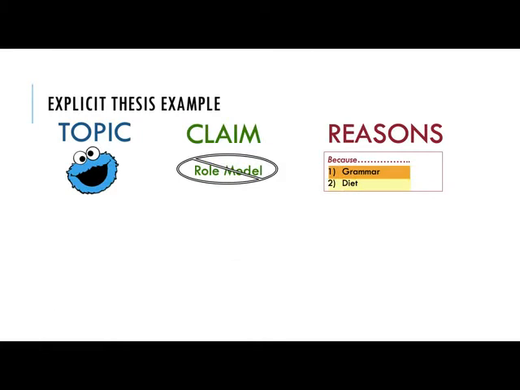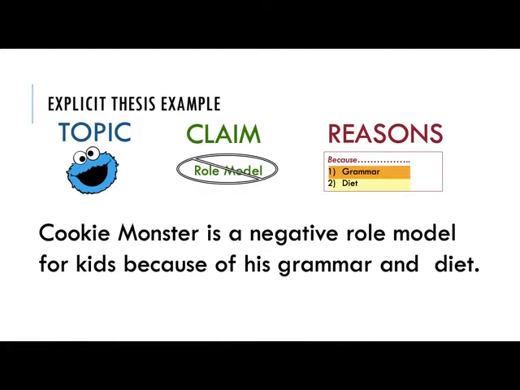Okay, so to continue on, when we put together our topic, claim, and reasons, we end up having an explicit thesis. And here's an example as we put it into a sentence. So we might say something like this. Cookie Monster is a negative role model for kids because of his grammar and diet.